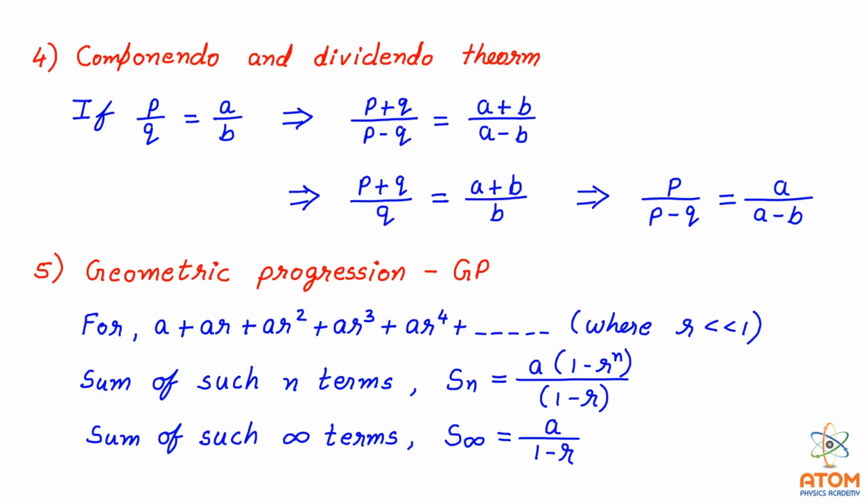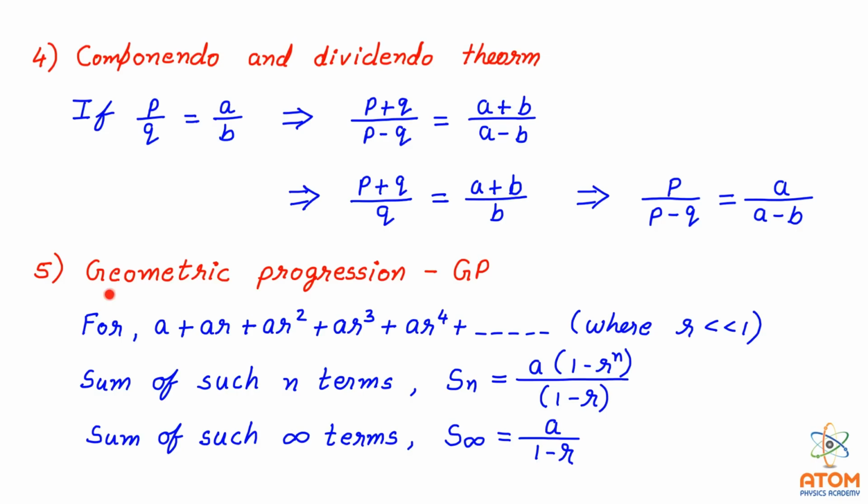Means we can also write P plus Q upon Q is equal to A plus B upon B, or you can also write P upon P minus Q is equal to A upon A minus B. So here we have taken only componendo and here we have taken only dividendo.